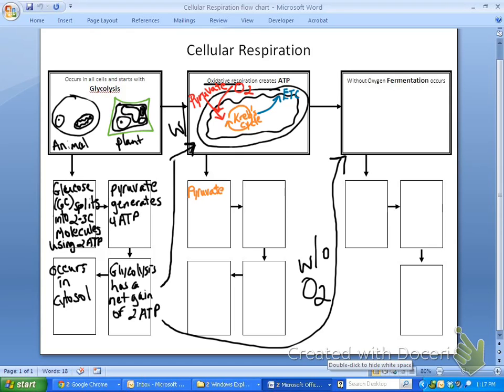So write this down. Pyruvate, with oxygen, will go through the Krebs cycle. So again, it has to have oxygen. If it doesn't have oxygen, we're going to go on to fermentation. But if we have oxygen, if we're breathing enough, it's going to go through the Krebs cycle.